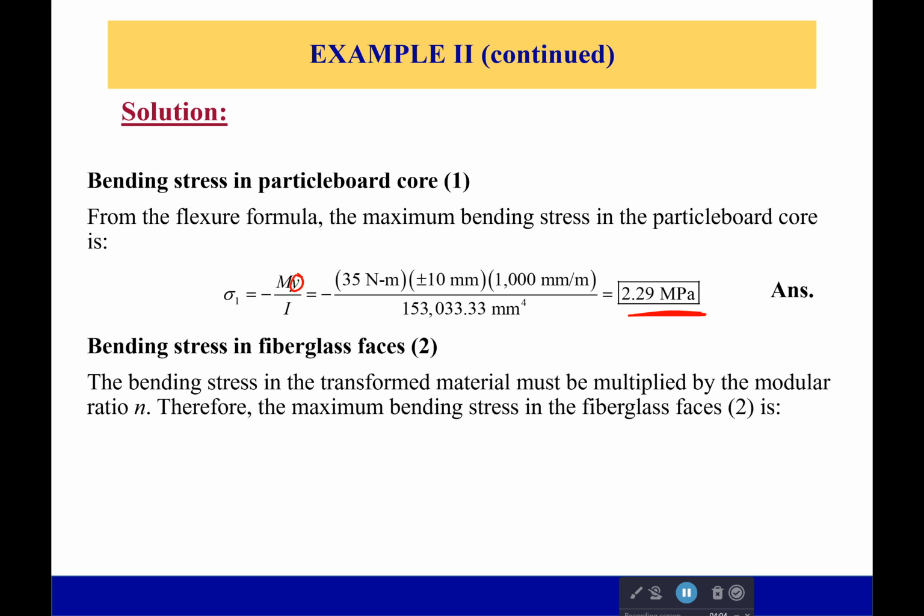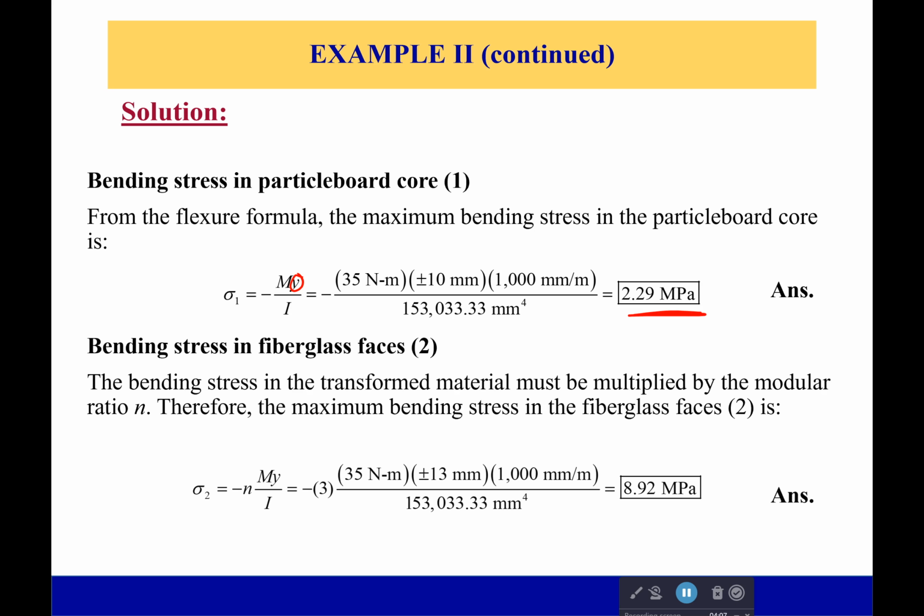Now what about that bending stress in the fiberglass faces? Just like with the particle board core, it's going to be at the outer limit. Be very careful though, that value y is from the neutral axis, not just the centroid of my fiberglass face, but of the whole composite material. So it wouldn't be 1.5 there, it's actually 13, going from the center all the way to the edge. We calculate it, and then multiply it by our modular ratio to get the answer. And we get this to be 8.92 megapascals.